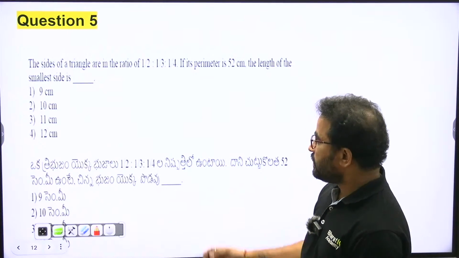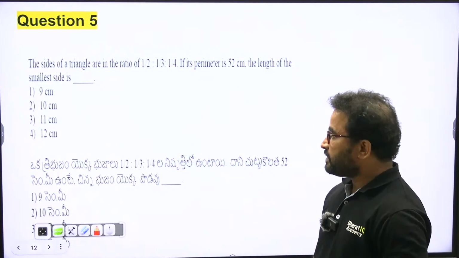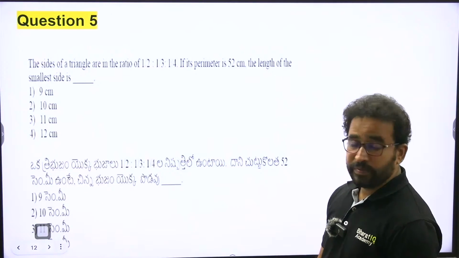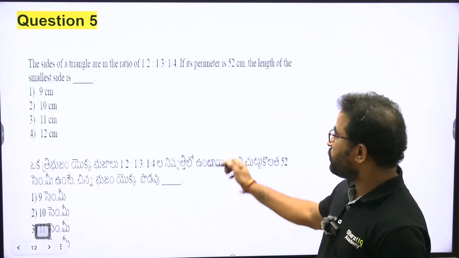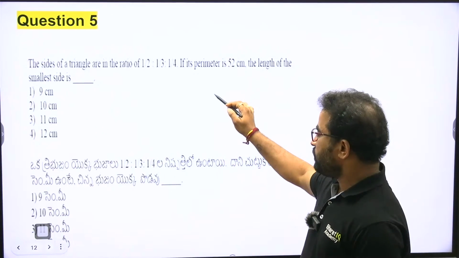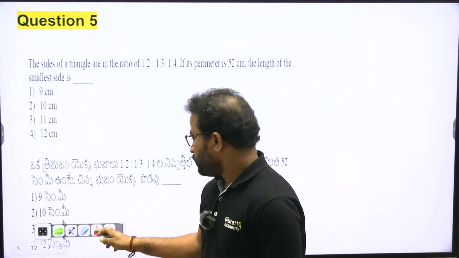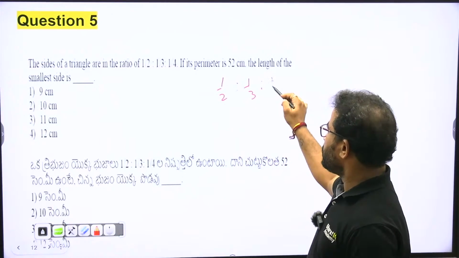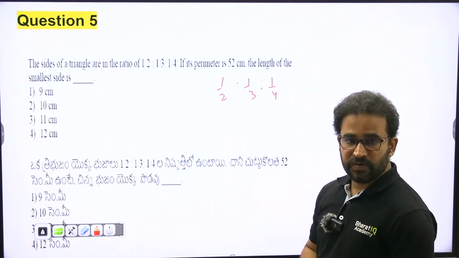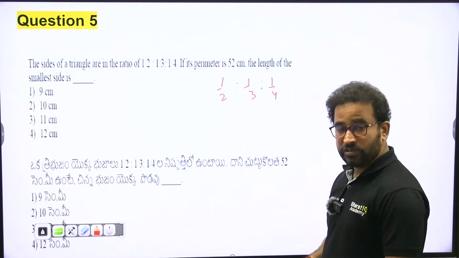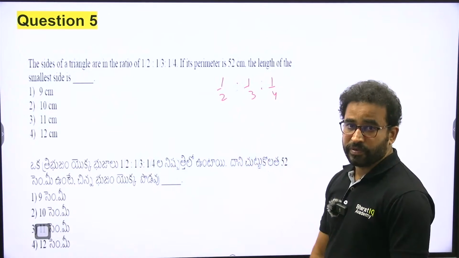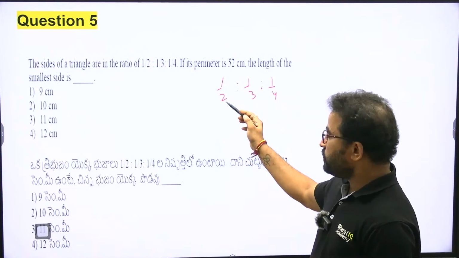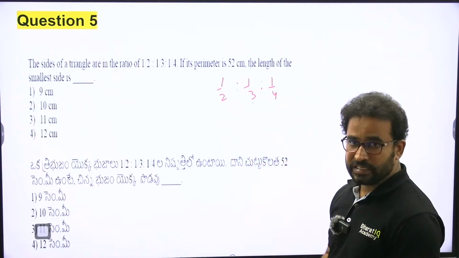So fast. Next one, they have given that the sides of a triangle are in the ratio 1 by 2 is to 1 by 3 is to 1 by 4. So look at this one. Whenever a question is given, always you need to focus that you need to convert this one into proper ratio. So already 2 is existed, otherwise you can work out with LCM method also.